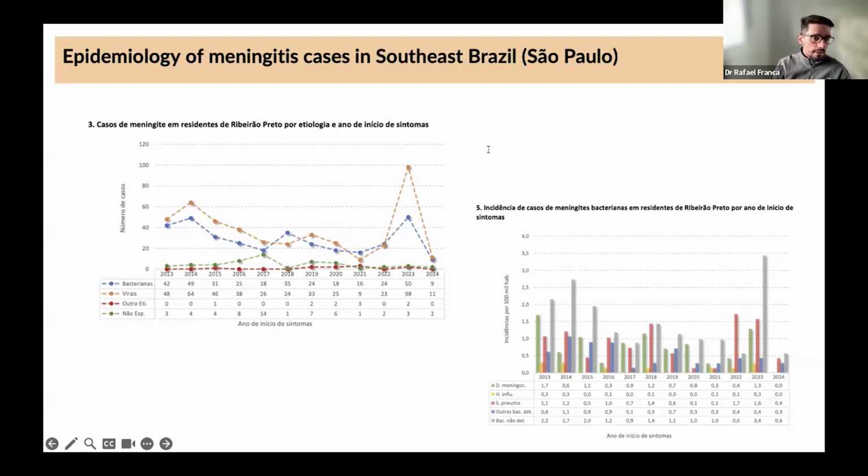And we can see that since 2013 or 2014, there has been an increase in the number of viral meningoencephalitis and meningitis cases in Brazil. And this is happening in different cities. You can see on the other graph that bacteria are usually identified, but in gray you can see meningitis caused by unknown bacteria or with no definition of the causing agent.